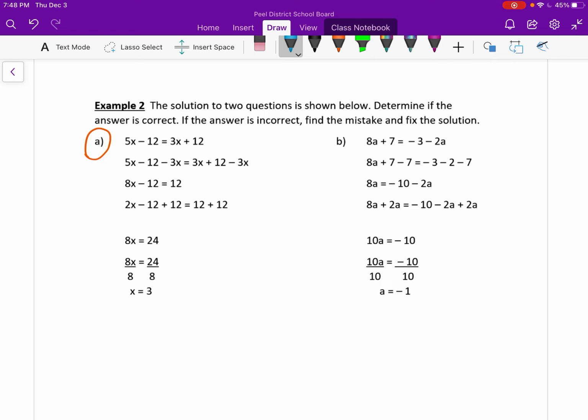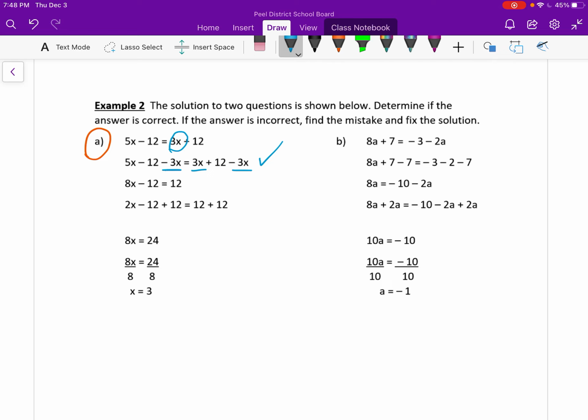So let's start off with A, right? The first thing this person did was they did 5x minus 12 equals 3x plus 12. So what they did was they wanted to get rid of this 3x here. So I guess they did 3x minus 3x. Whatever they did on that side, they did on the other side. So that's correct. So I'd give them that 1 mark for that.